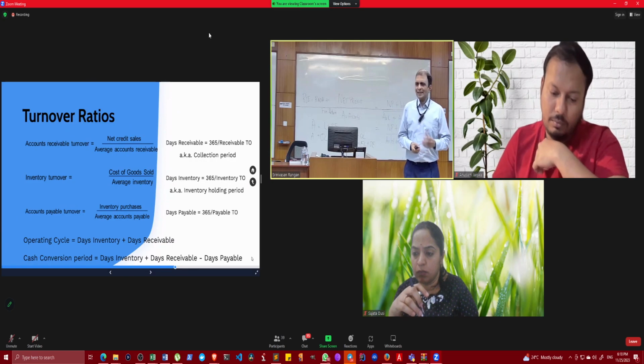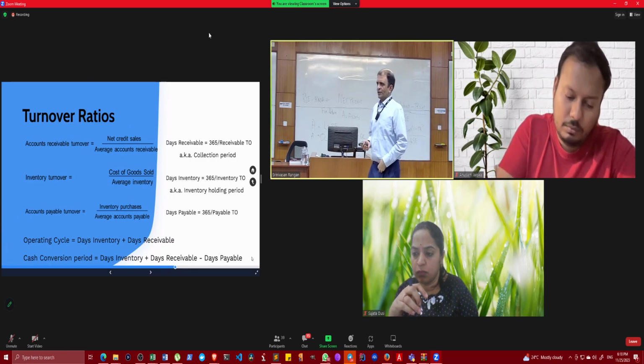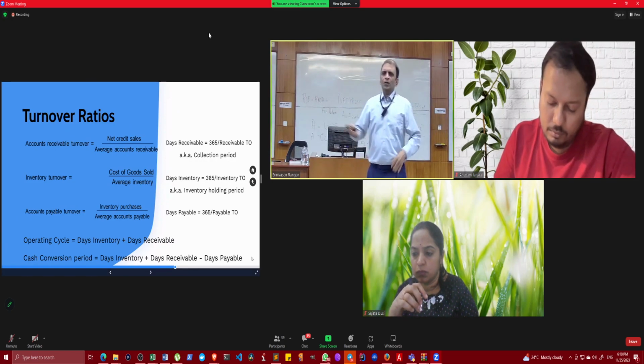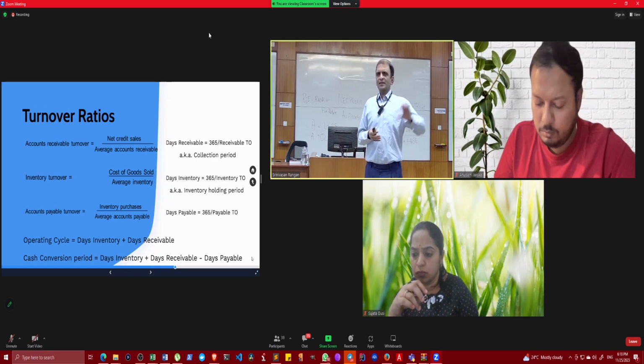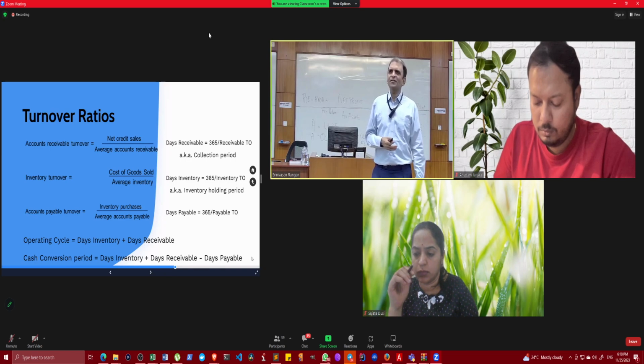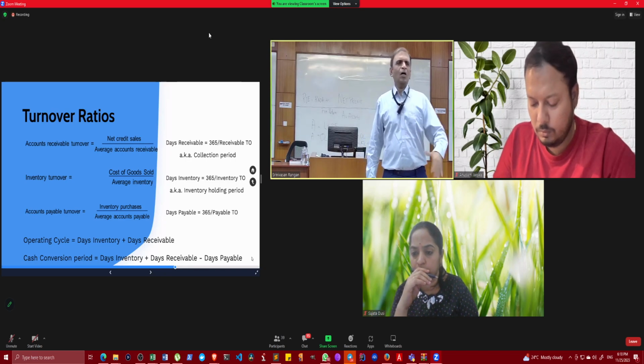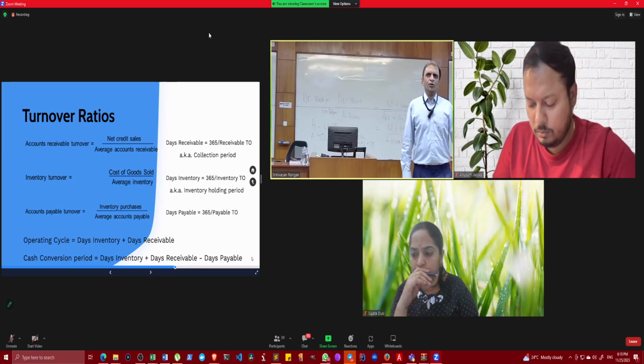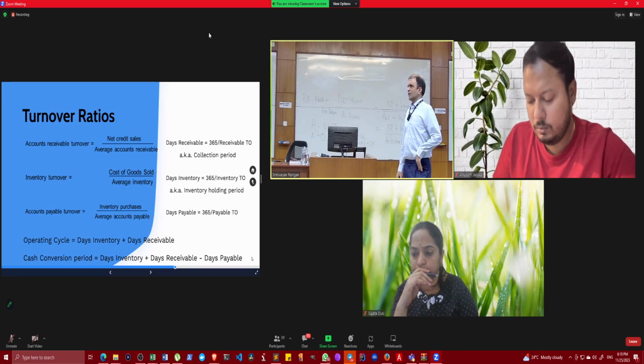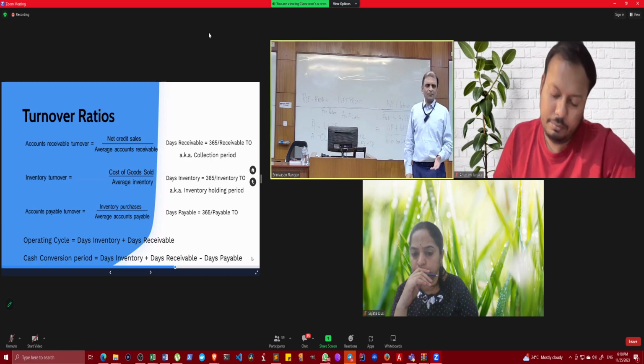Okay, so the next set of ratios are called turnover ratios. Sometimes they are discussed not in this segment on liquidity, but in the segment called turnover or efficiency. They are called efficiency because they tell you how efficiently you're utilizing the assets. I prefer to think of them as an indicator of liquidity, and we'll see why in a few minutes.